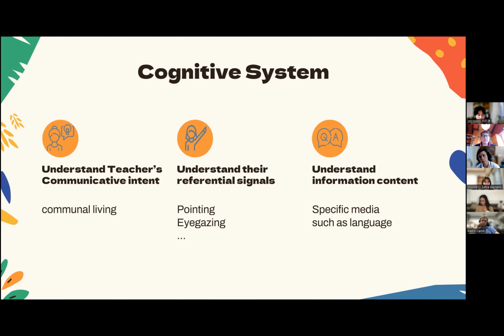The second: the teacher and learner must be able to understand each other's referential signals, which is pointing at something or eye gazing at something. And the last one: the learner must be able to understand the informational contents of the pedagogical interaction. It can be language, it can be, well, hand language, like that.